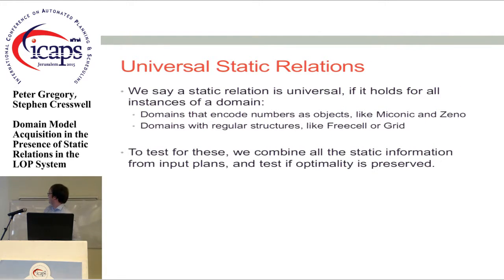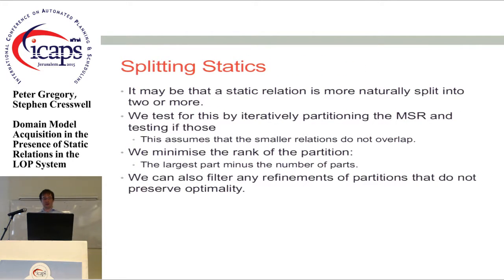Okay, so universal static relations, these are things like the fuel levels where we encode numbers or regular structures like grids, and they're the same for all instances. Okay, so to test if we have these universal relations, we simply take all of the static relations from every one of the problem instances and put them all in the new files and test for optimality again. Okay, so I'm not going to say too much about that. Details in the paper.